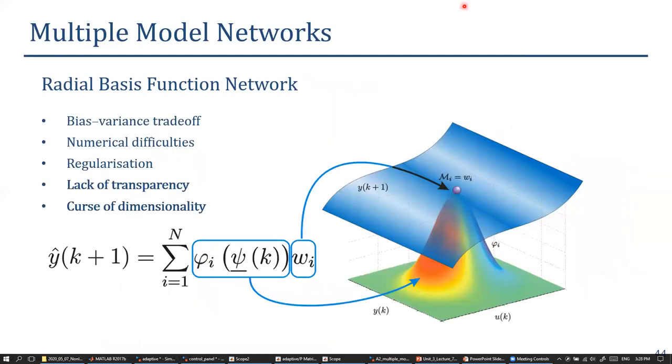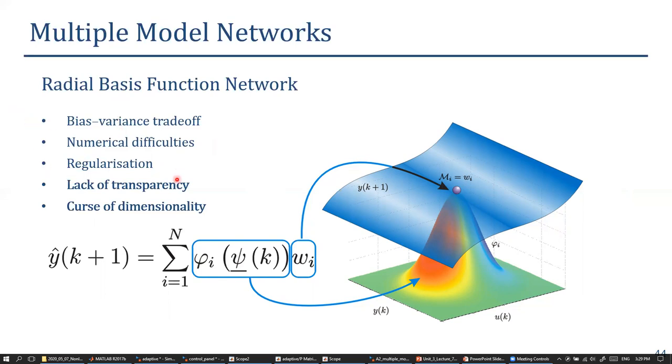Now, let's take a look again. Using the radial basis function neural network, again, we need to take care of the bias variance trade-off so that we select a correct amount of neurons, so that means centers, right? When we try to find out the weights, we end up with numerical difficulties. We did that before, when we need to use the pseudo inverse in order to find the weights. And that comes together with the regularization. So we need to make sure that the weights do not become too big or too small. We did that before. So these are the three bullet points.